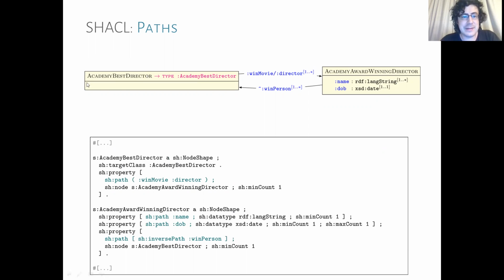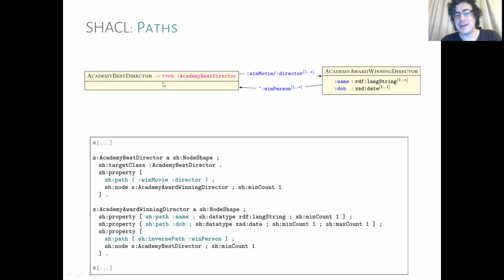So a slightly complex example here, perhaps. What we're saying is that the shape Academy Best Director, and this is the award for Academy Best Director, the movie that wins that and the director of that movie, there must be at least one such director, okay? And that director must satisfy this shape, which is Academy Award winning director, okay? We have a name and a date of birth, as we've seen before. But what's interesting about this is that this director must have an inverse edge win person from an Academy Best Director.